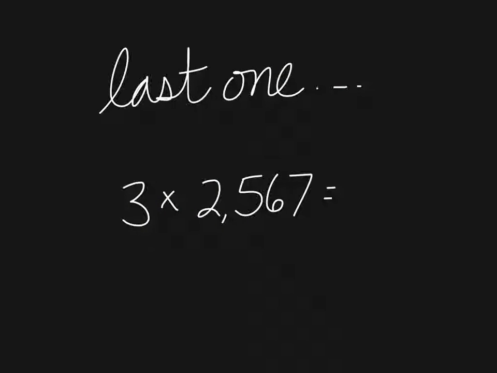This is your last problem to attempt: 2,567 times 3, or 3 equal groups of 2,567. Try that partial product method. Break this down into 4 separate problems. 3 times 2 thousands, 3 times 5 hundreds, 3 times 6 tens, 3 times 7 ones, and then add up those products.